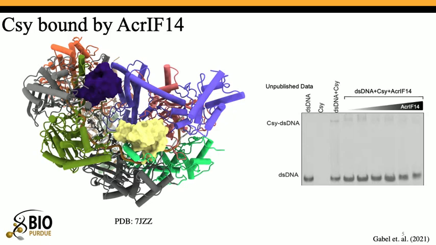However, there does seem to be a little bit of residual double-stranded DNA binding, which we attribute to a lower resolution helical bundle at the N-terminus of the different AcrIF14 subunits. So this is similar to other AcrIF inhibitors that seem to have nonspecific double-stranded DNA binding.